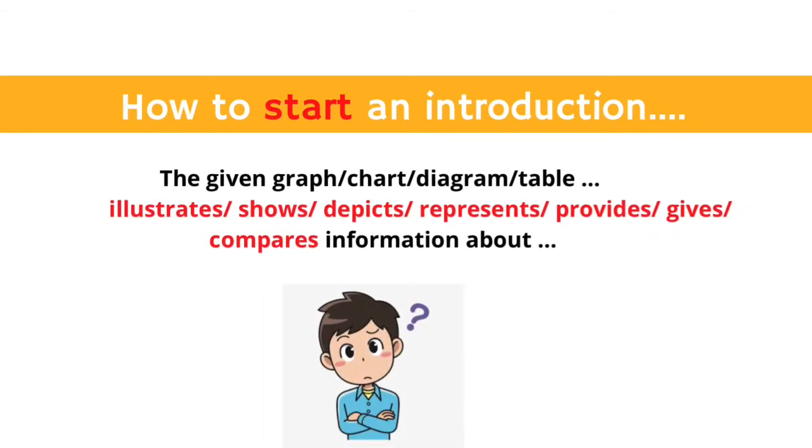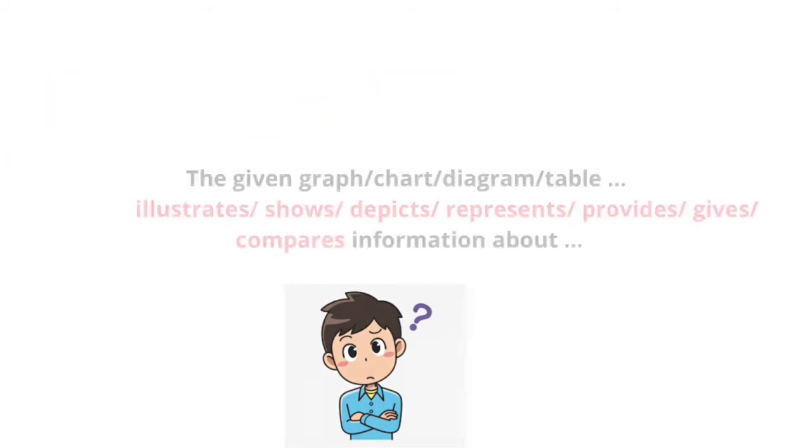First, you have to mention the type of chart you have been given in the question, like bar graph, line chart, diagram, anything else. And you can use various synonyms to represent your information, like illustrates, shows, depicts, represents, provides, gives, compares information about, which has already been given in your task.